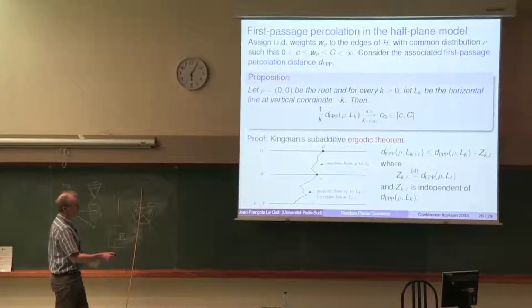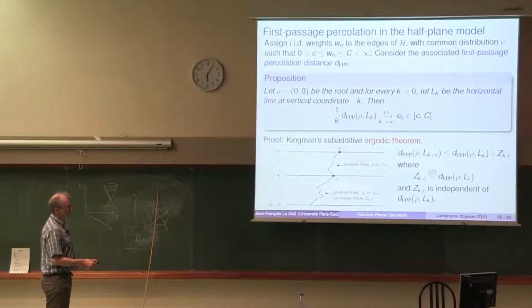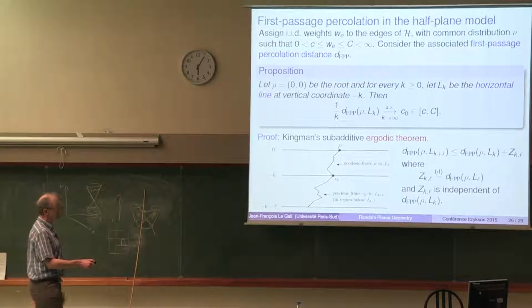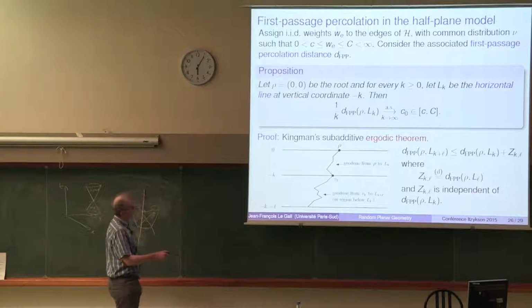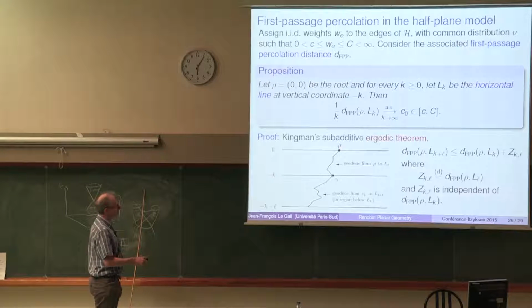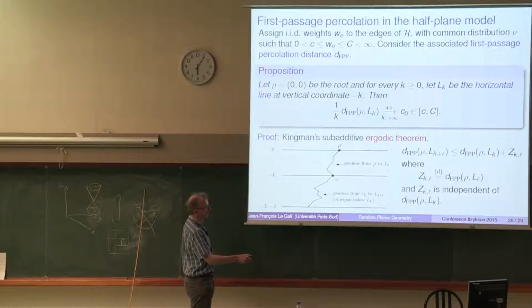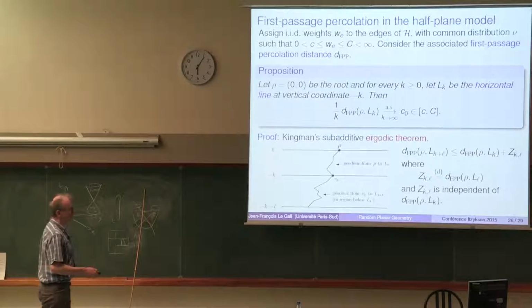Okay? And why is it easy to prove? Because it's essentially the subadditive ergodic theorem. You have a subadditivity property which is very easy to understand. I don't think I have to explain the picture here, which gives you a bound for the distance between the root and the line at coordinate minus k minus l. It's bounded above by the distance between the root and the line at coordinate minus k, plus something which is distributed as the distance to the line at coordinate minus l. So you can use subadditivity and you get the convergence.